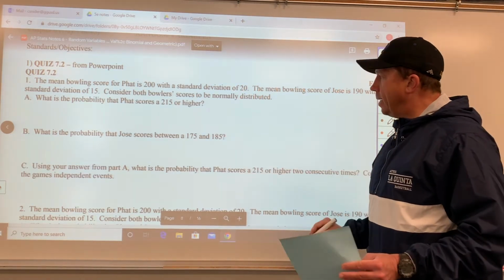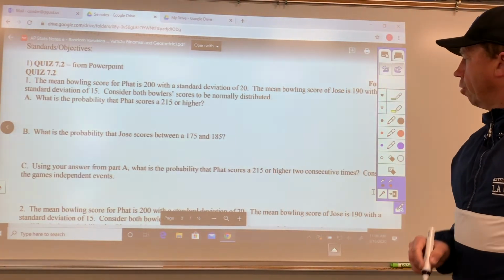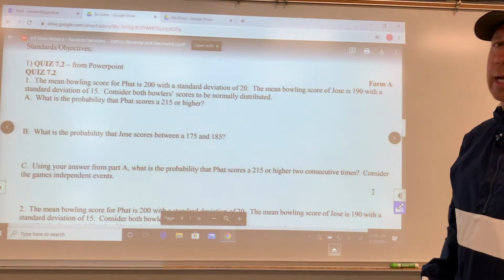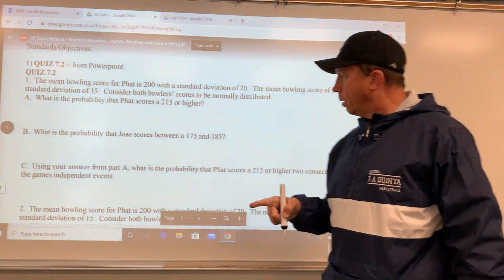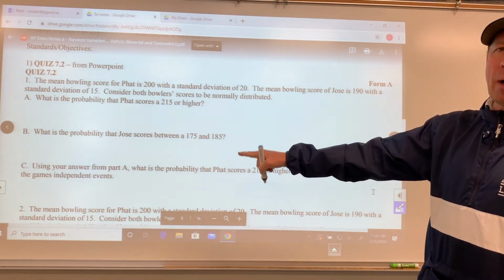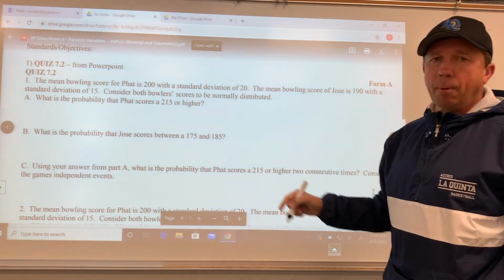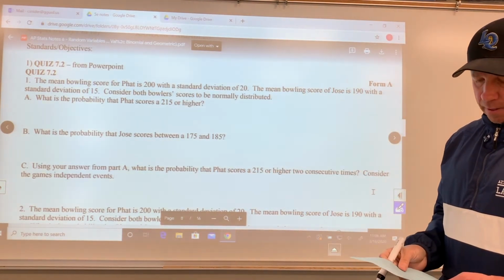All right, question C, using your answer from part A. On the AP test, this is common. What's the probability that Fat scores 215 or higher two consecutive times? Consider the two games independent. If they're independent, that means you may multiply. The reason it says use your answer from part A is because even if you got part A wrong, you can get part C correct simply by doing the math right, and they'll show your work.